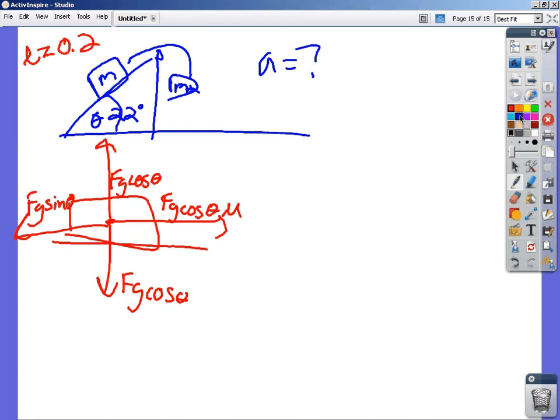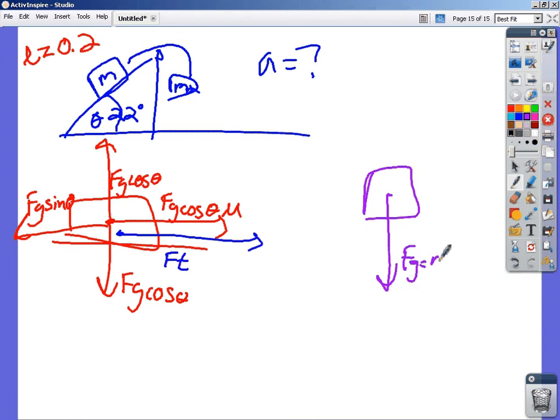Is there another way to state this? If we wrote the net force equation over here, the net force on this block would be Fg minus Ft, and this is not 0. This would be M2 A equals Fg minus Ft. So the tension force would equal Fg minus M2 A.